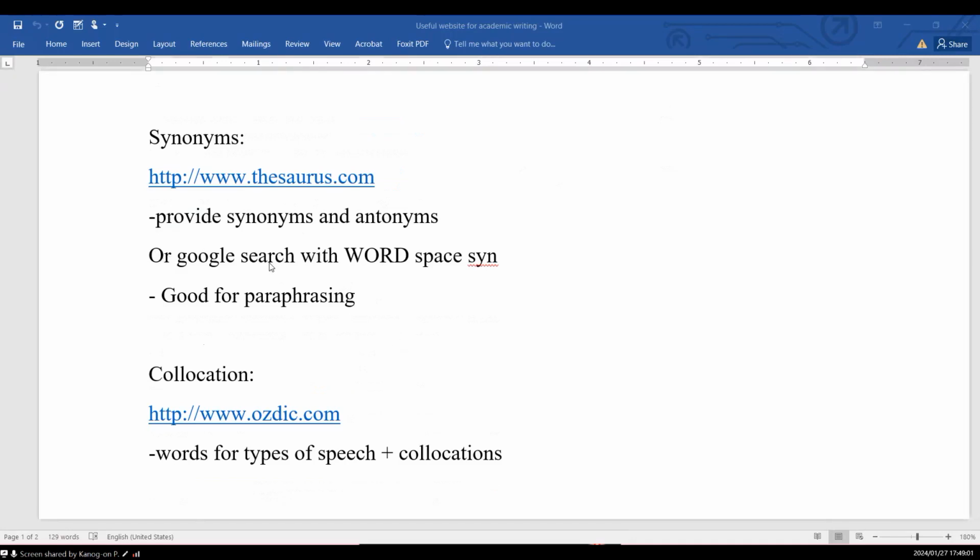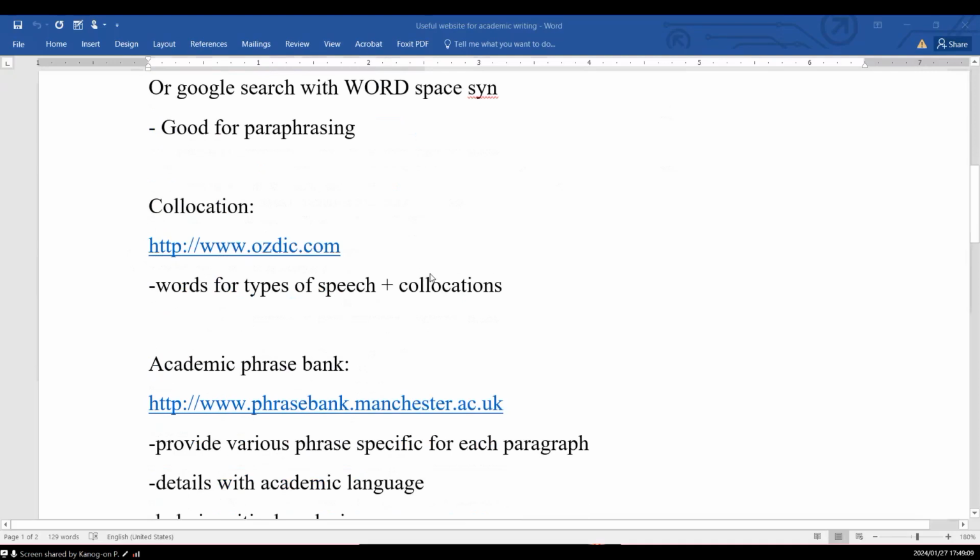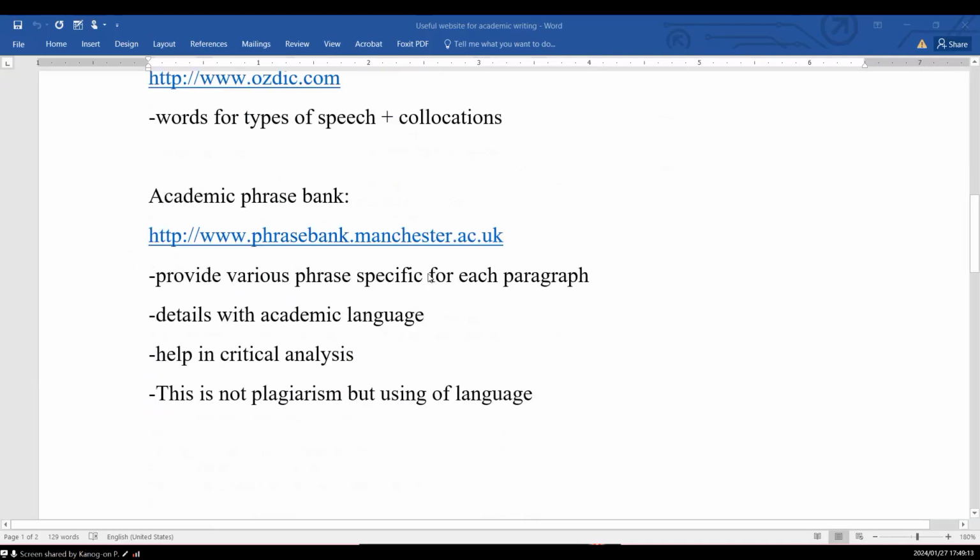And the next part, you might go to this website for collocation. I already mentioned the Academic Phrasebank last week, and I already showed you this website. But there is another website that is very useful also. It's called Left and Right. I will show you how to use that website today.